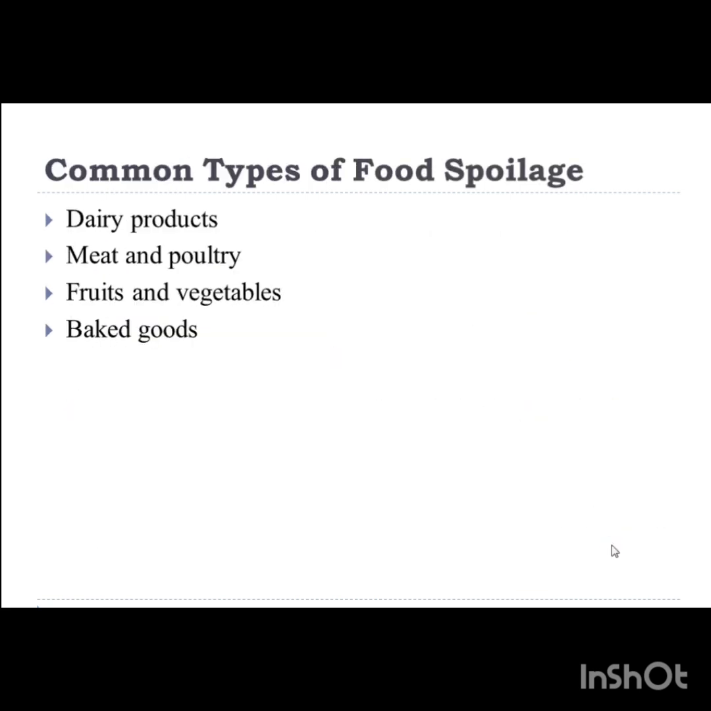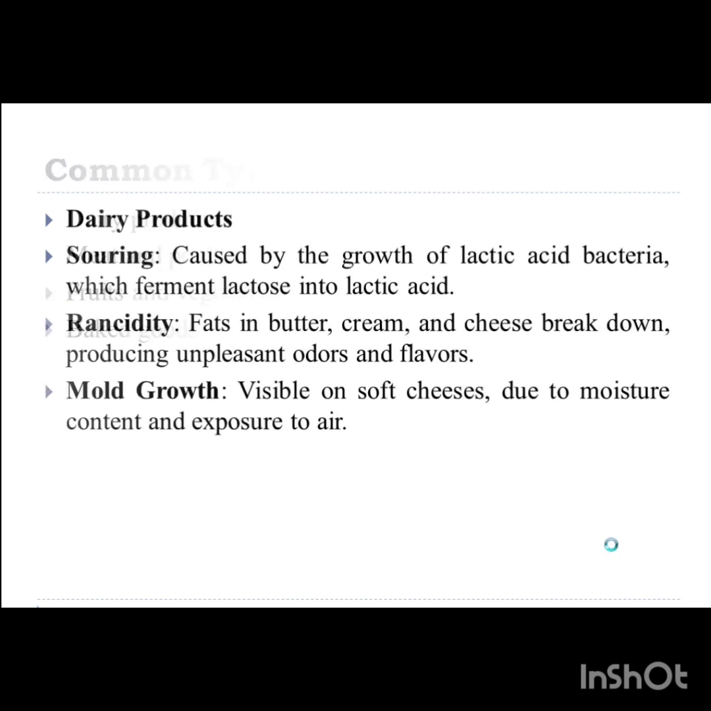Next is the common types of food spoilage. The food spoilage in dairy food products, meat and poultry, fruits and vegetables, and baked goods. First comes the dairy products. Now when we talk about the dairy products, there is souring, rancidity, or mold growth.